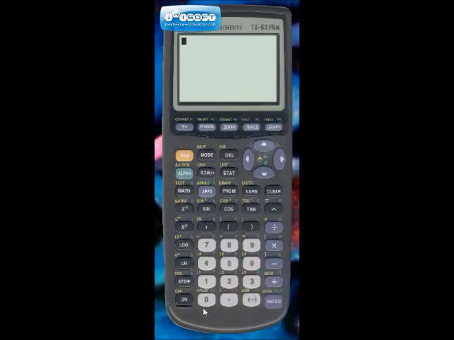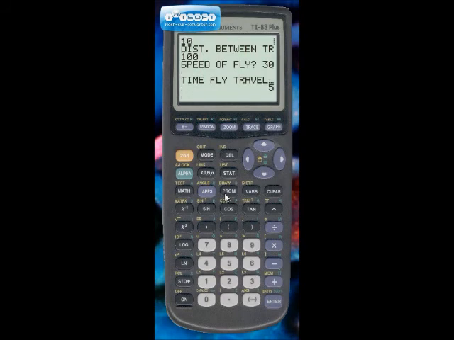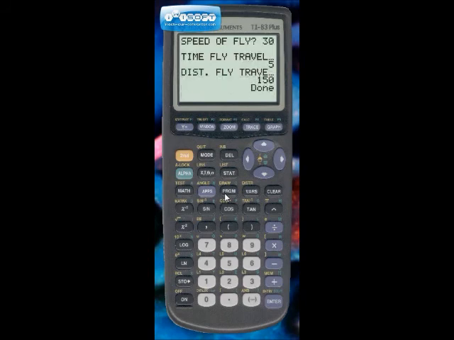You can create a calculator program to simulate this same problem. What this program does is it takes in the speed of both trains in miles per hour, so we have 10 miles per hour for each train. It takes in the distance between both trains in miles, so there's 100 miles between our trains, and it takes in the speed of the fly, which is 30 miles per hour. What it returns is the amount of time that the fly will travel and the total distance. So our fly will travel for 5 hours and a total distance of 150 miles.